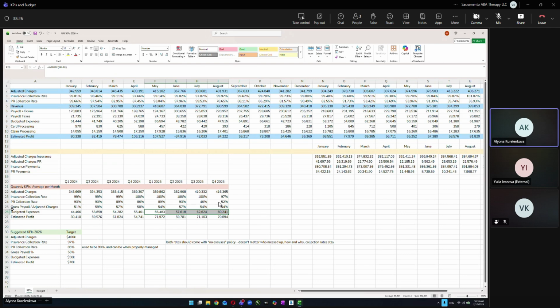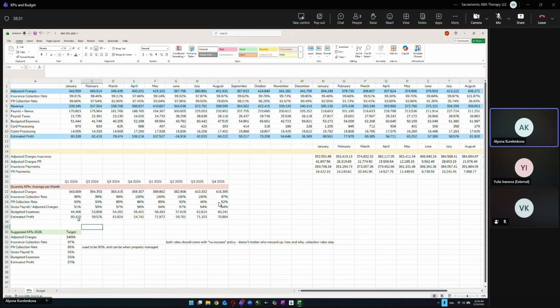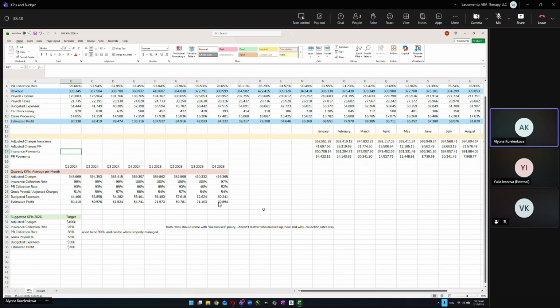And the last KPI that I'm looking at is estimated profit, because I want to see what we ended up with. All of these are per month, so obviously not for the entire quarter. They're just the average of the 3 months that happened during the quarter. Okay, and now this is the time when we look at the history and benchmarking, and we figure out what the targets should be going forward.